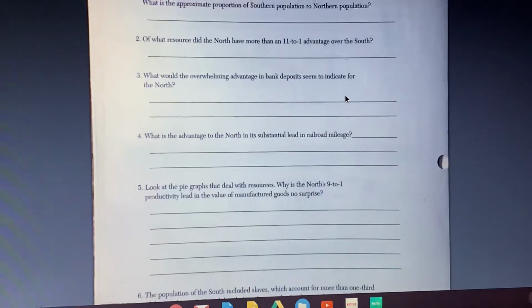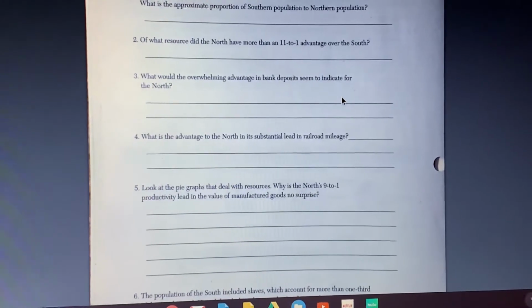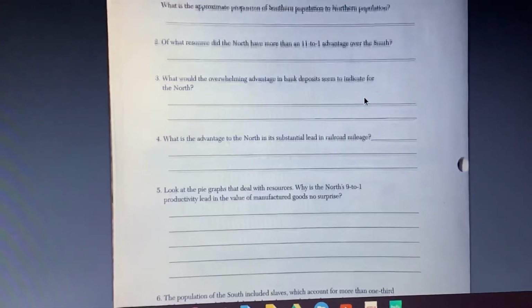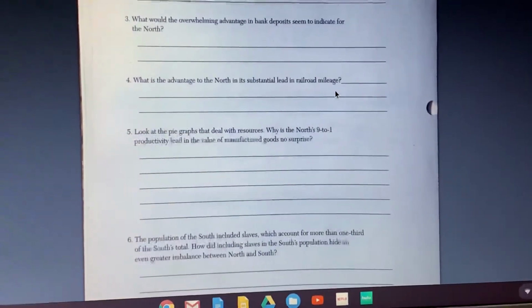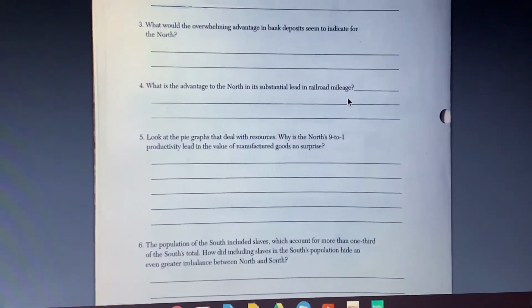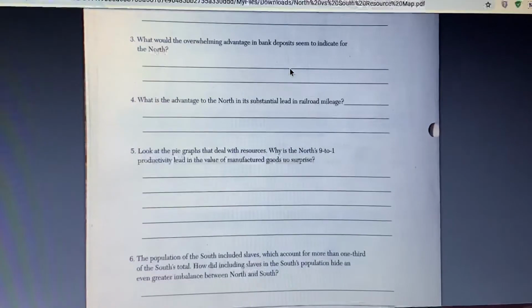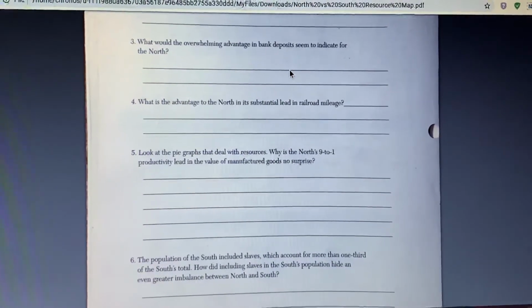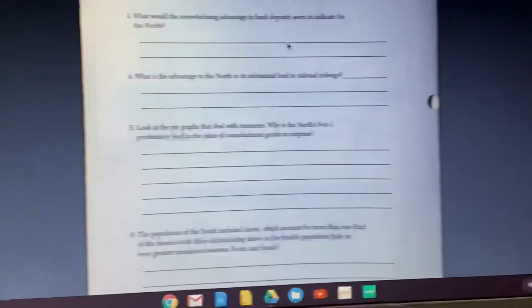What would the overwhelming advantage in bank deposits seem to indicate for the North? So basically you're kind of thinking, well, North has a lot of bank deposits. What does that mean? What is that going to help them with? If you have a lot of bank deposits, meaning you have a lot of money in the bank.